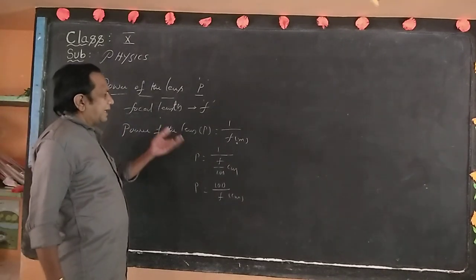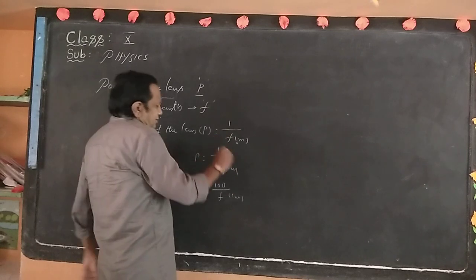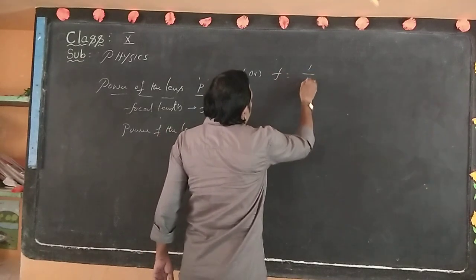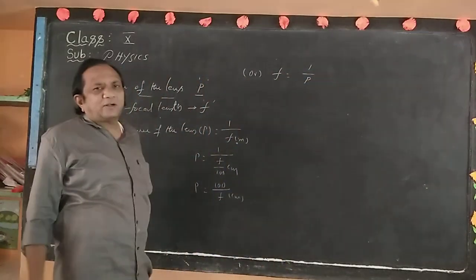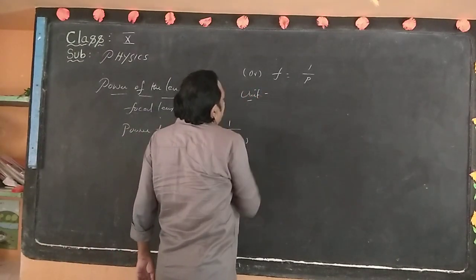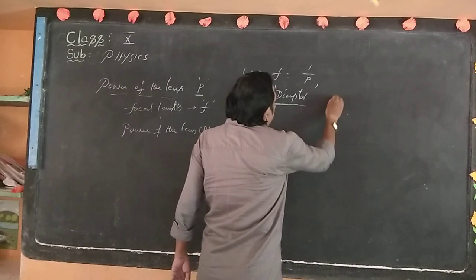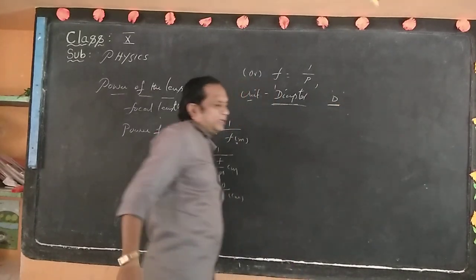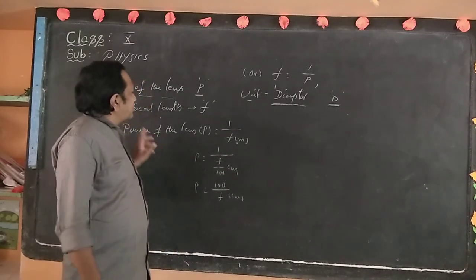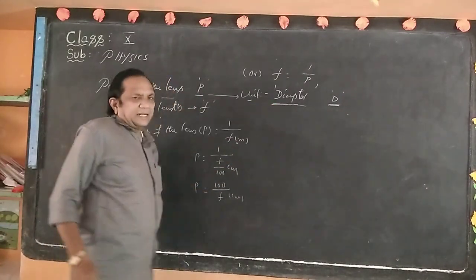Suppose we know the focal length, we can calculate its power. Suppose we know the power, we can calculate the focal length of the lens also. How to find that? F is equal to 1 by P. And the unit of power of the lens is diopter, simply represented as D. So D stands for diopter. Power of the lens is measured in diopters.